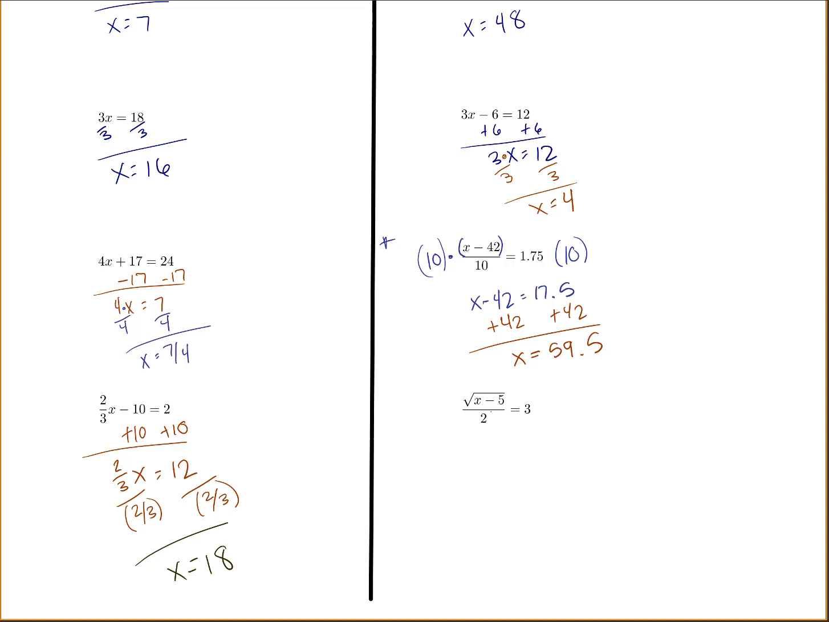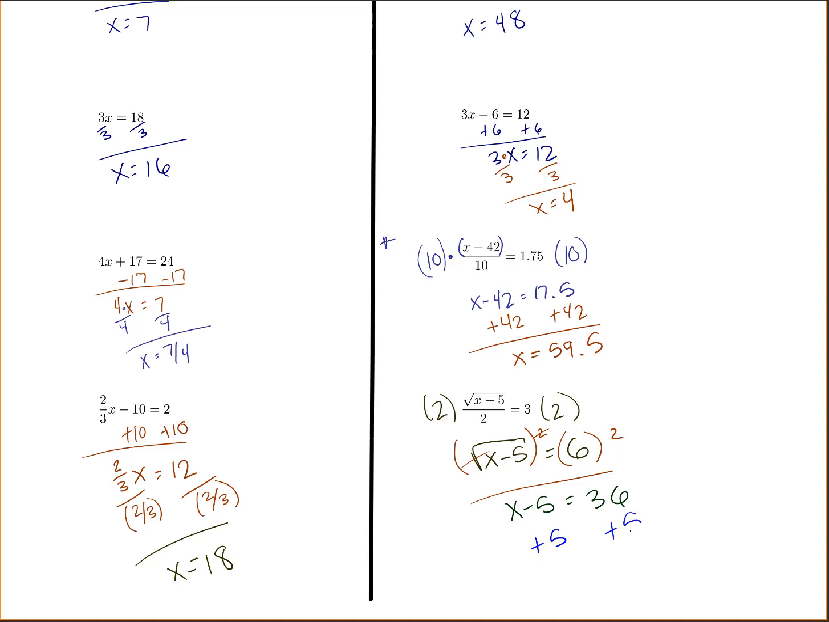Only one more. Coming over here, we have the square root and we have a divide by 2. We should get rid of that divide by 2 first. So let's times both sides by 2. So we get the square root of x minus 5 equals 6. To get rid of a square root, we have to square both sides. So that square root will be gone. And we get x minus 5 equals 6 squared is 36. And then we just have to add 5 and add 5. So we get x equals 41.